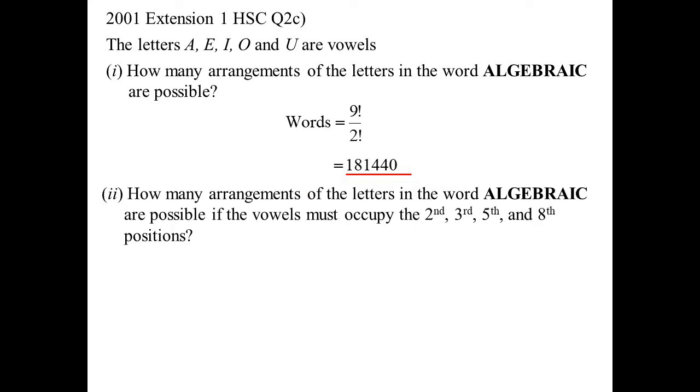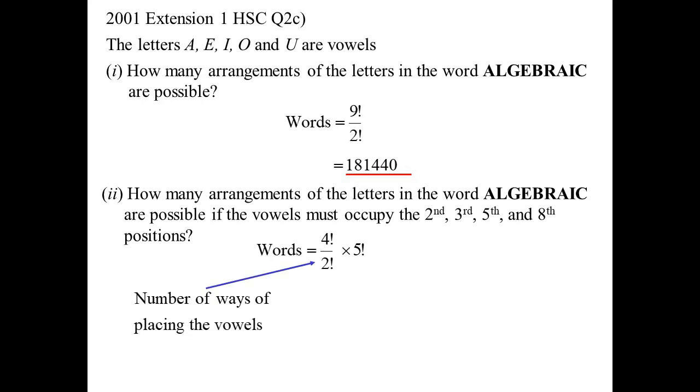Part 2. How many arrangements of the letters in the word algebraic are possible if the vowels must occupy the 2nd, the 3rd, the 5th, and the 8th positions? Look after your restrictions first. So the first thing we're going to do is place the vowels. There are 4 vowels, so 4 factorial, but there are 2 A's, divided by 2 factorial. We now slot them into those positions.